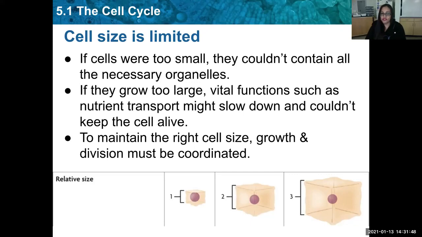To maintain the right cell size, growth and division must be coordinated. Cells can't get too big. They also can't grow out of control. When cells grow out of control, they escape the cell cycle and their checkpoints. That is when cancer happens. And that is what you guys are learning about in your Edpuzzle this week.